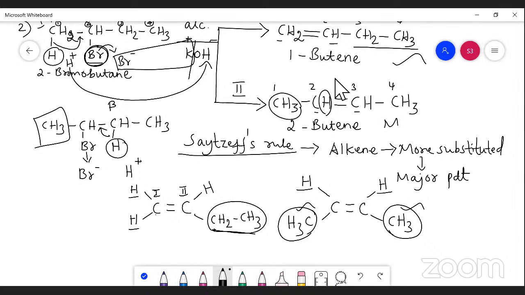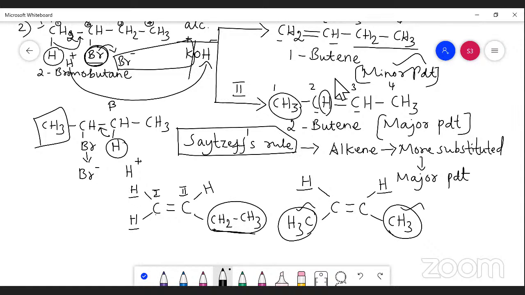So now we say which compound is acting as the major? Only 2-butene, because it is more substituted. That's why 2-butene is the major product. And 1-butene is acting as the minor product. The percentage appearance will be very, very less. Okay. So a simple alkene gives a single product. If it is a substituted alkene, then 2 products form. Among the 2 products, which one is major will be defined.